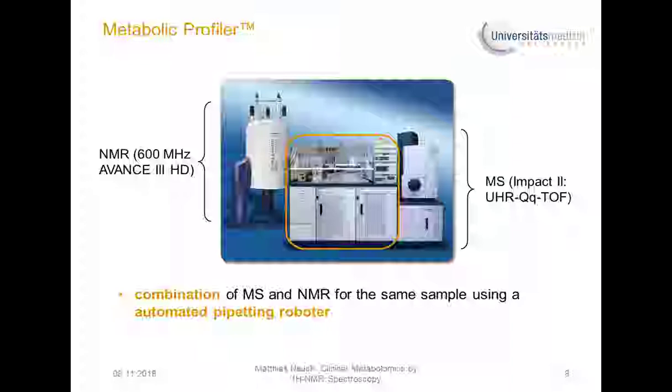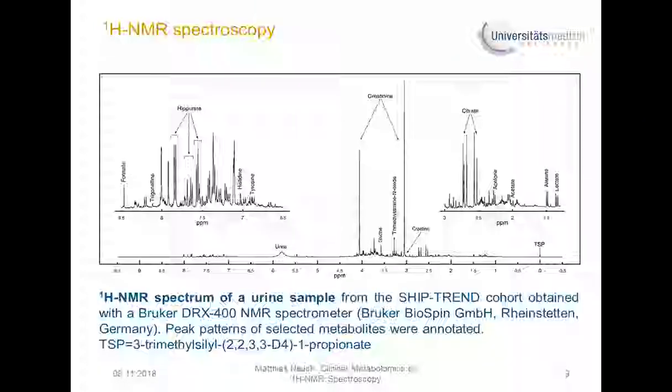In future, the combination of both methods is a very important tool, and here you see a picture of the metabolic profiler, where we have the combination of MS and NMR using the same sample using an automatic pipetting robot. And here you can see that the NMR and MS spectroscopy are really combined in one analytical step.